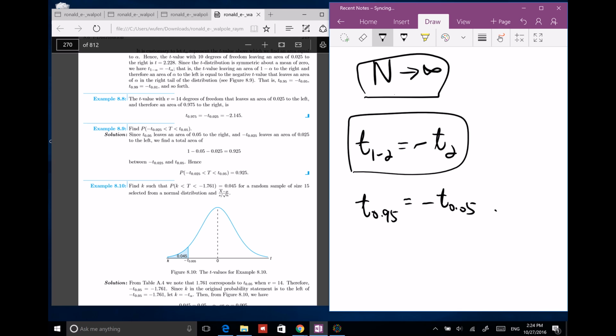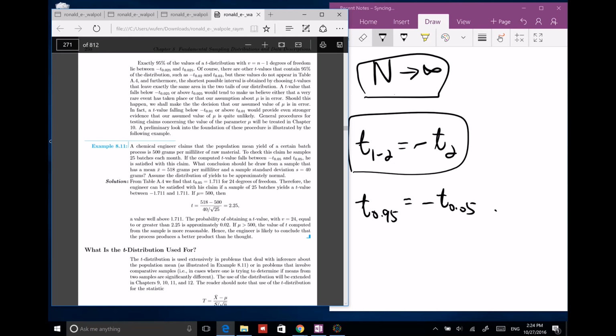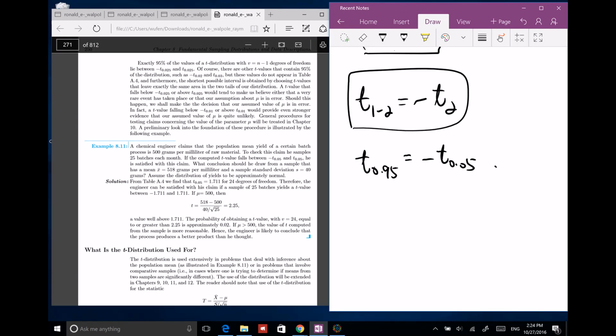Examples 8.8 and 8.9 have this example. Look at those examples, and then there's example 8.11 I would like to explain. A chemical engineer claims that the population mean yield of a certain batch process is 500 grams per millimeter of raw material. To check this claim, he samples 25 batches each month, so n equals 25. If the computed t-value falls between negative t 0.05 and t 0.05, he is satisfied with this claim.